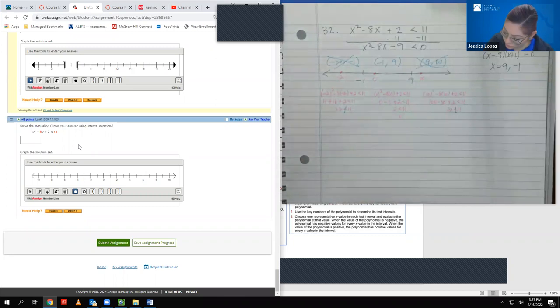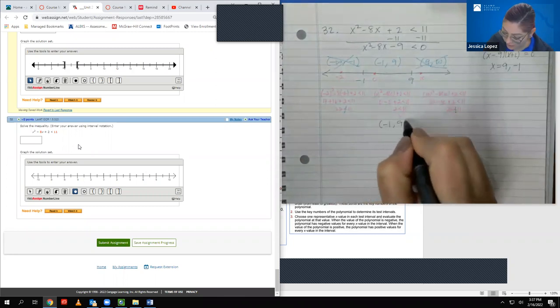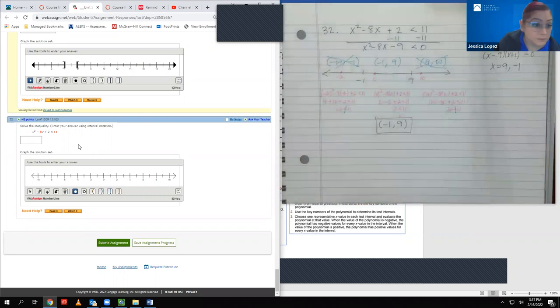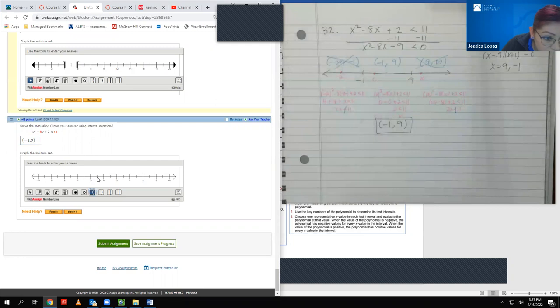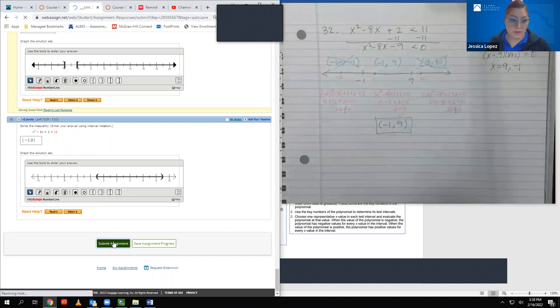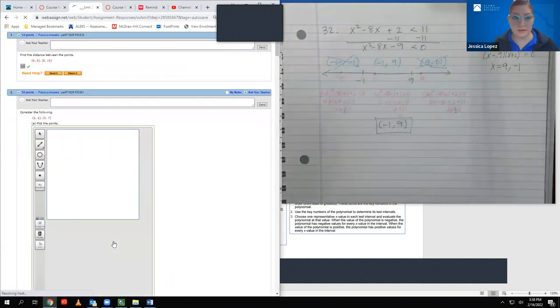So my solution will just be the negative 1 and 9 with parentheses around it. So over here, I can type in negative 1 comma 9. And over here, I'm going to put parentheses on negative 1, parentheses on 9, and then I'm going to shade in the middle. And that is the end of this review, okay? So hopefully with all of that, you should be able to work through your review.